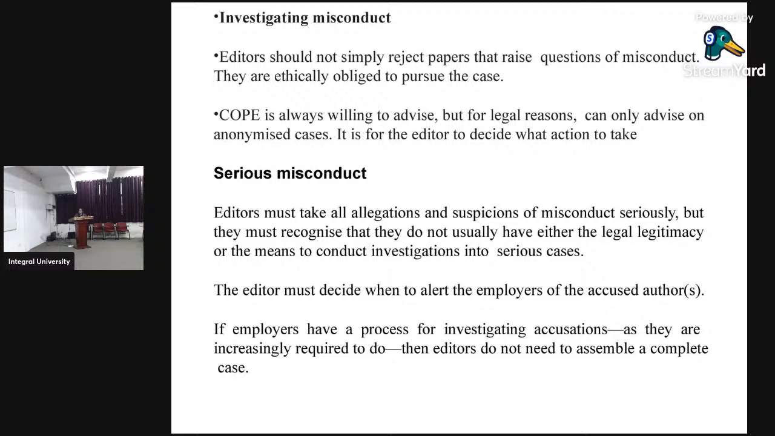So if employers have a process for investigating accusations, as they are increasingly required to do, so you can see the proliferation of misconduct has happened lately. So all the institutions have these mechanisms, then the editors do not need to assemble the complete case. They will let the employers assemble the complete case with proper documentation.